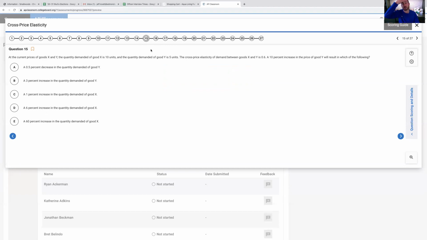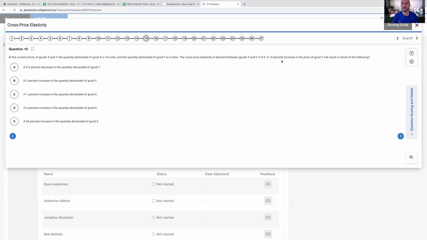Think about that last question. If there is a positive cross price elasticity coefficient, that means they're substitute goods, right? That means the price goes up and you buy more of the other. So you have a positive relationship. They're positive over positive, so they must be substitute goods.